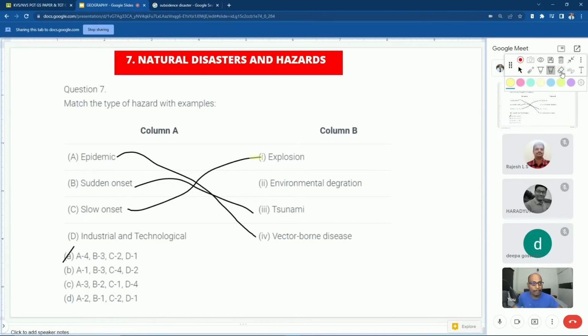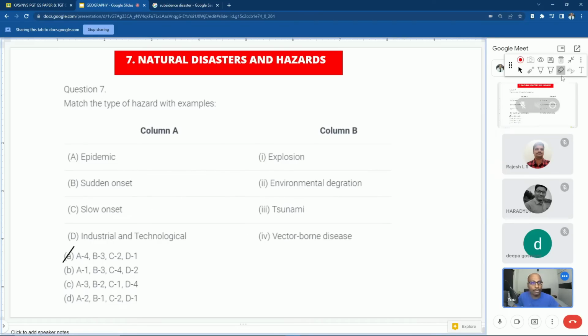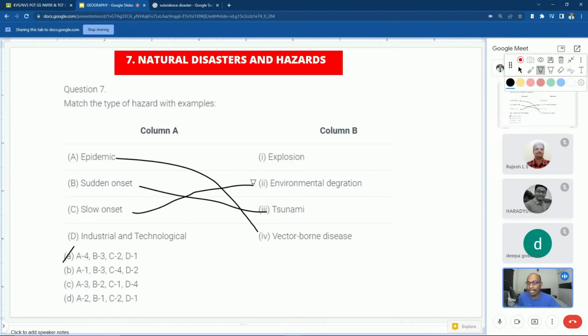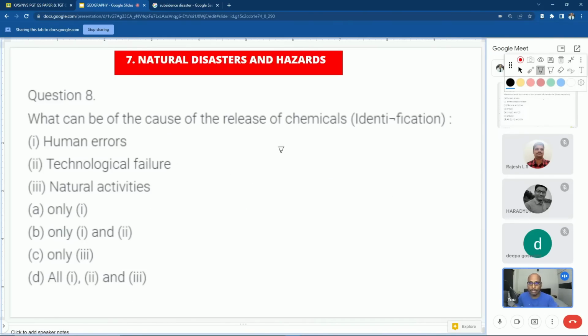One second. So we'll go again. Epidemic is vector-borne disease. Sudden onset is tsunami, slow onset is environmental degradation, and industrial and technological is explosion. So this is the answer, and option A is the correct answer for this question. Next question, Goji.